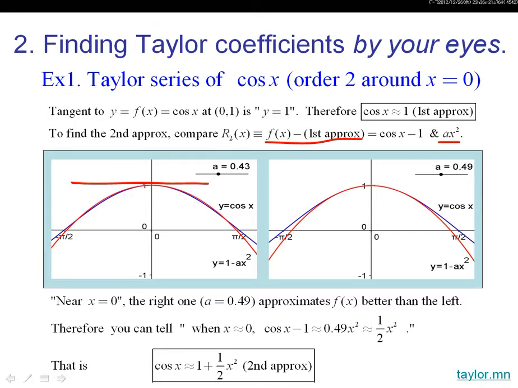Near x equals 0, the right one, a equals 0.49, approximates f(x) better than the left. You may think that the left one is better than the right one, but you have to look very closely near x equals 0. So we can tell that when x is near 0, cosine x minus 1 is nearly equal to minus 0.49x squared, nearly equal to minus a half x squared. So we can get the second approximation of cosine x.